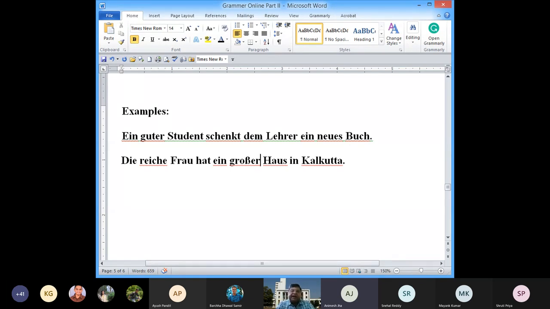Because this word has come several times and you are supposed to remember, and still you are guessing. I forgot. Sorry, sir. So some of you are not preparing at all. What can I do? Haus is neuter gender, and because it is accusative, and in accusative, before that, with the indefinite article, the second group of endings will come into effect here. So yes, großes is correct. So: Die reiche Frau hat ein großes Haus in Calcutta. This is the correct sentence.